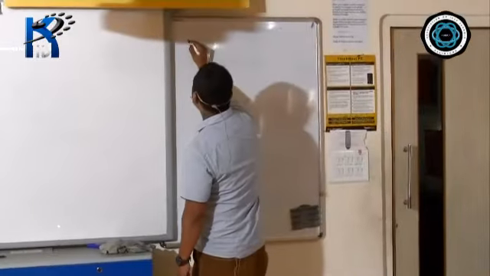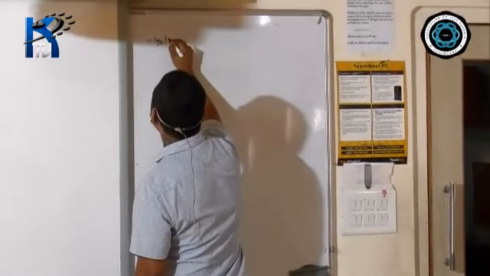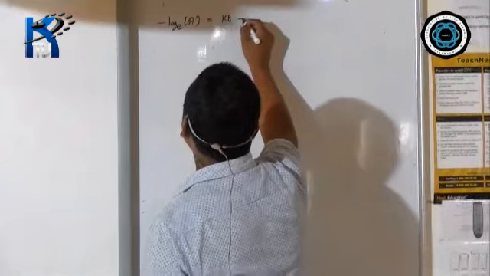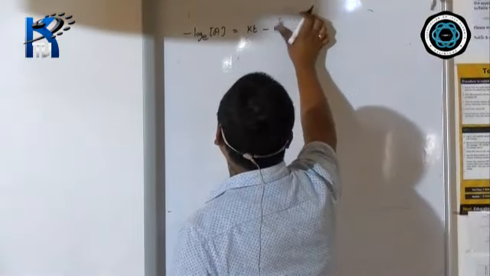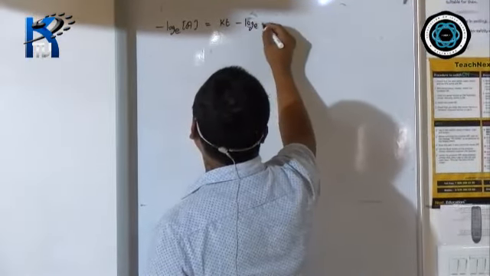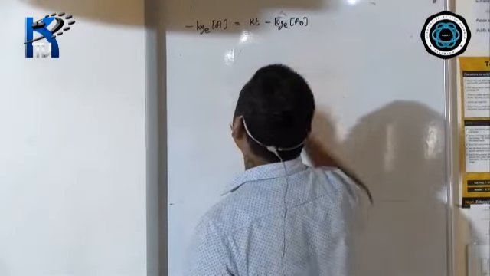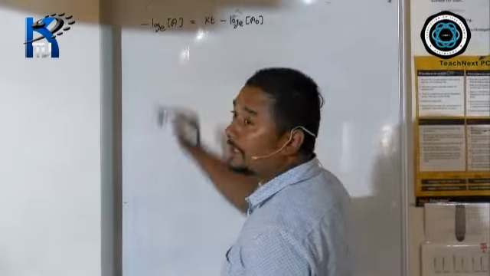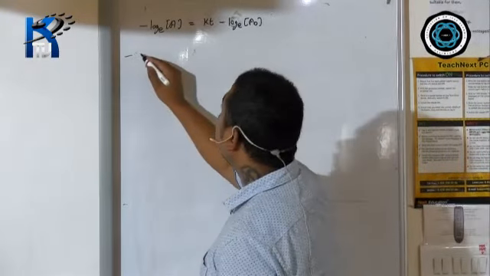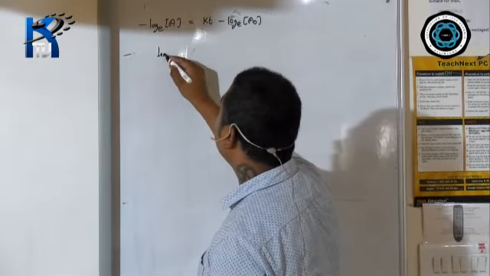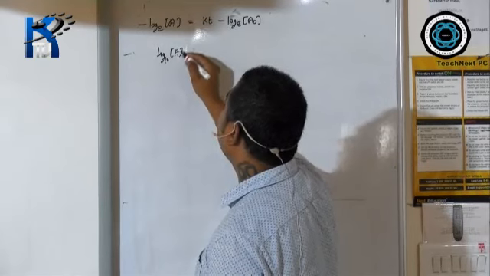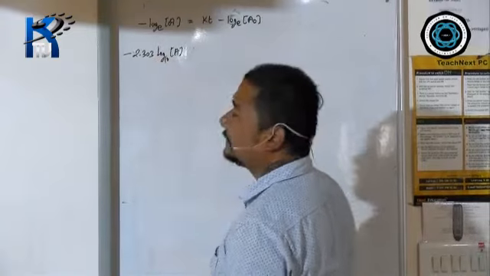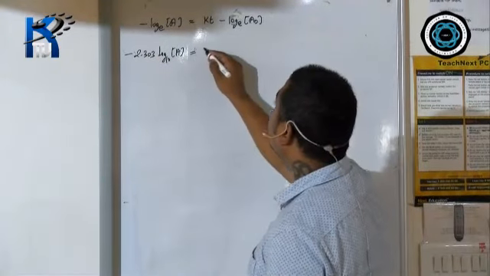Now I'll extend this further. Just now we got minus log to the base e concentration of A is equal to Kt minus log to the base e concentration of A0. Now students, we will convert base e to base 10. Whenever you convert log base e to base 10, we multiply with 2.303, which is equal to Kt again.